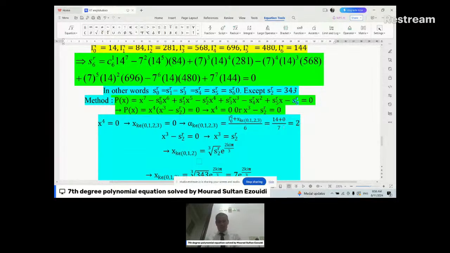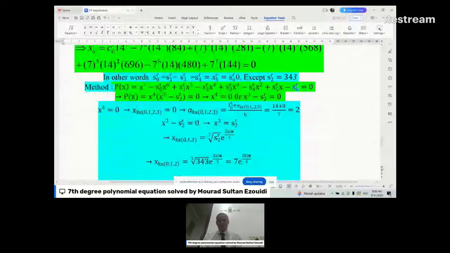Now I'm going to the second one, x cubed minus S2 equals 0. Therefore, x_k, from 0 to 2, is the cube root of S2 of order r times the exponential on the unit circle, divided by 3, meaning the cube root of exp(2kiπ) over 3. Therefore x_k equals the cube root of 343 times exp(kiπ/3), which is 7 exp(kiπ/3).